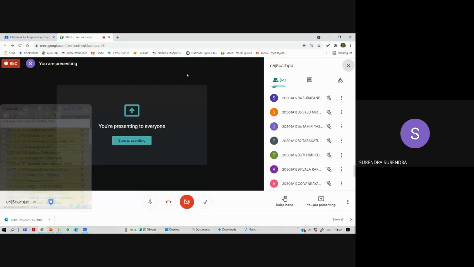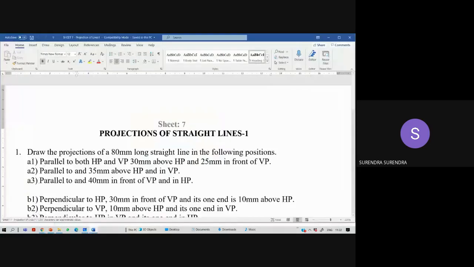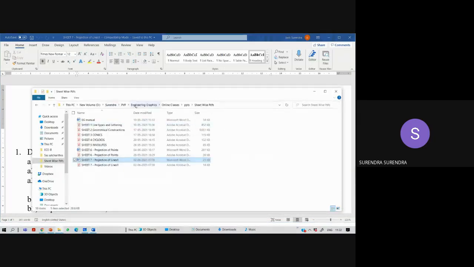The next topic is projection of lines, and this is again divided into two: lines 1 and lines 2. There are two sheets. Projections of lines 1 means when the lines are in simple positions.